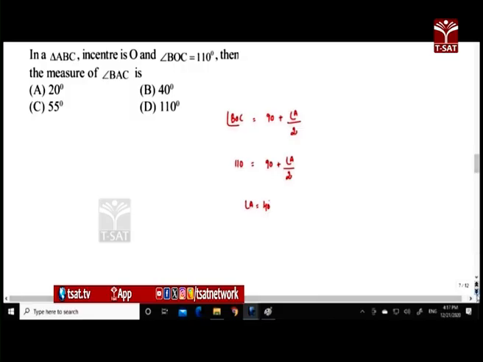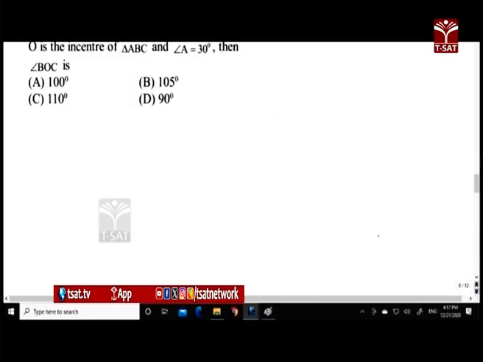Look at the next question. O is the incenter of triangle ABC and angle A is equal to 30, then find angle BOC. Incenter means it is the intersection point of angular bisectors. Therefore, we know the direct formula: BOC is equal to 90 plus A by 2. So, 90 plus 30 by 2, which is 15. So, it is 105 degrees here.